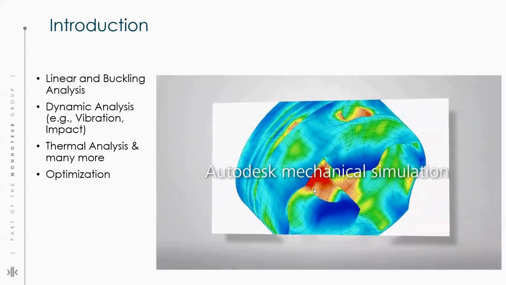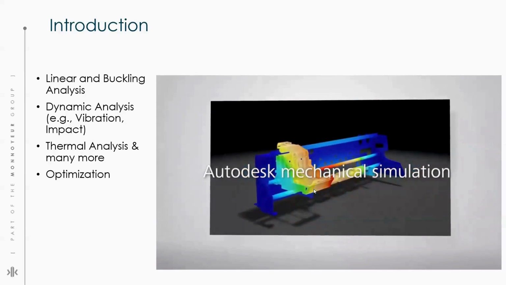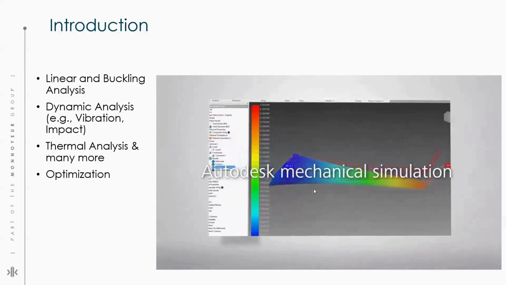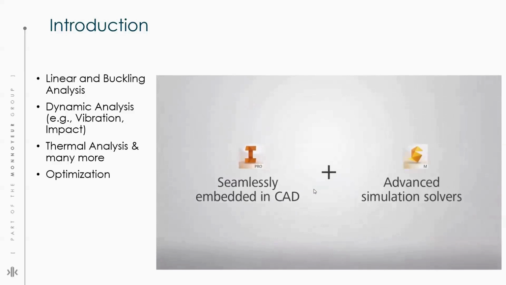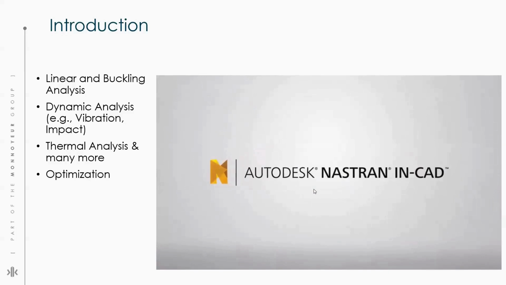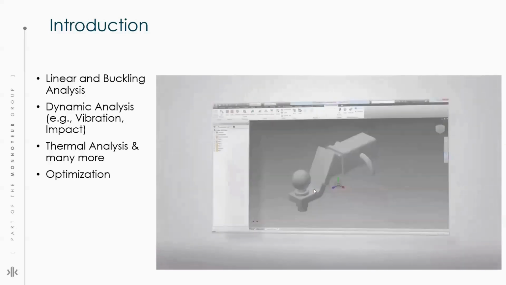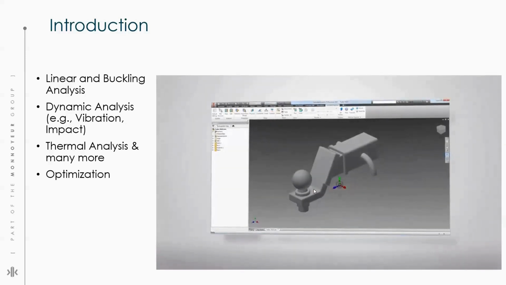Autodesk Nastran in CAD is a key part of the Autodesk Mechanical Simulation product offering and provides you with additional workflow options. Like Inventor Professional, it's seamlessly embedded in CAD. But like Simulation Mechanical, it has advanced solvers for delivering highly complex simulations. Let's take a look at Autodesk Nastran in CAD in action. Starting in Inventor, click the Autodesk Nastran tab.